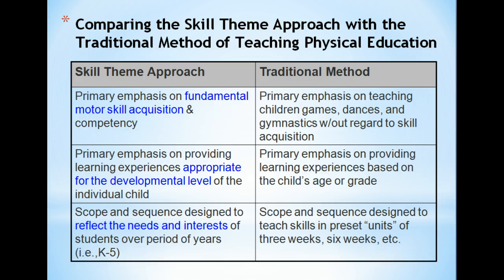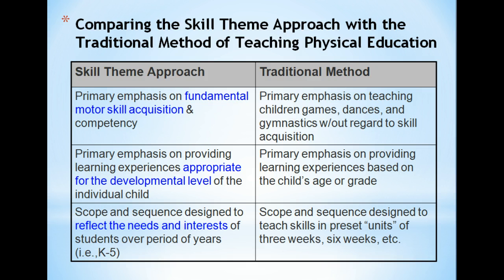The primary emphasis on the traditional method is to teach children or young adults games, dances, and gymnastics without regard to skill acquisition. The primary emphasis is on providing learning experiences based on a child's age or grade, which we don't do in this method, and the scope and sequence usually is in preset units of 1 week, 2 weeks, 3 weeks, and so on.